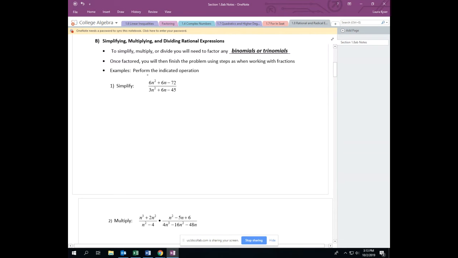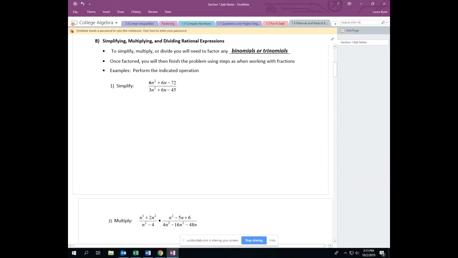Now, I am not allowed to consider these things together at this point because right now these are two completely different trinomials. Even though they have some stuff that looks similar, you cannot cancel any pieces out of a polynomial. You can only cancel pieces out of monomials. So we have to begin by factoring.